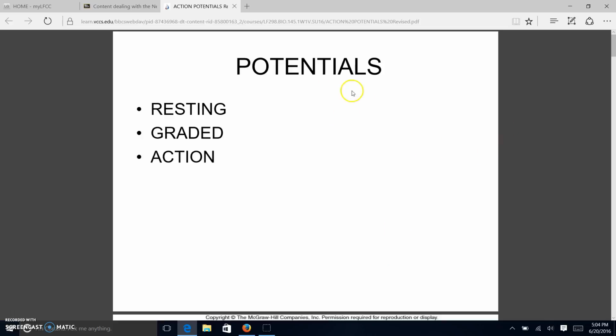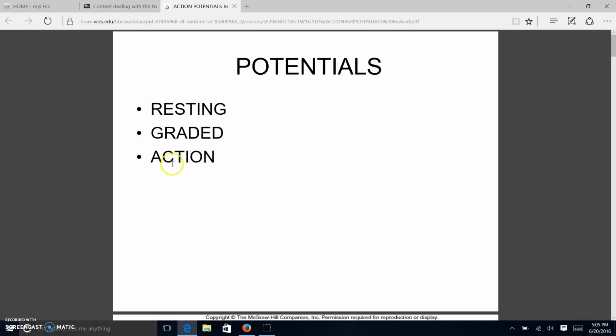So we're going to talk about that, and I'll show you some examples, but we are going to be talking about three potentials. Again, the last one we will talk about, but the one that we've probably heard the most about is the action potential. And another name for the action potential would be something like a nerve impulse.